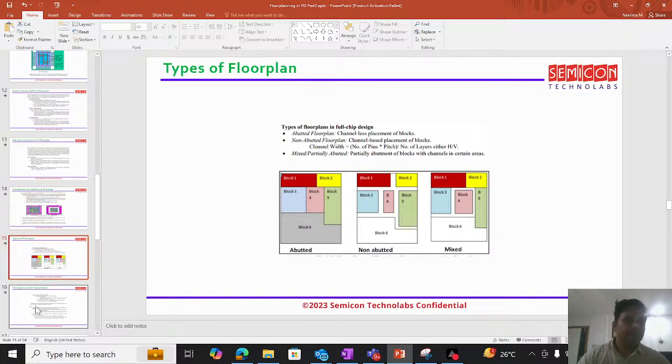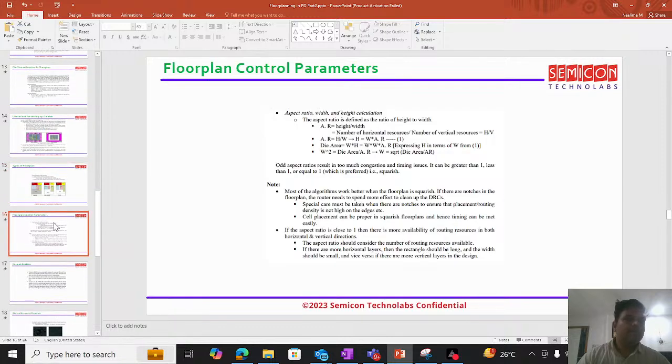Then moving on, floor plan control parameters. What are the different control parameters we have in floor plan? The main thing is aspect ratio. As you can see, height by width, that is the aspect ratio. We need to make sure that aspect ratio is considered in the very beginning before you come up with the die shape.